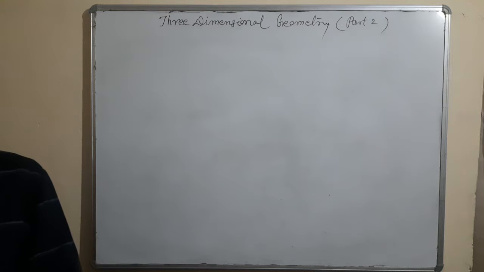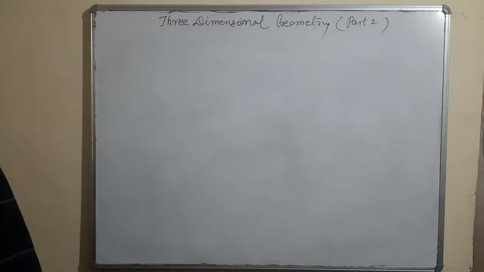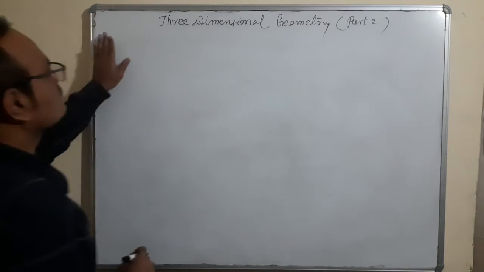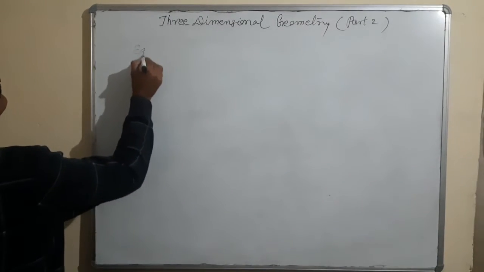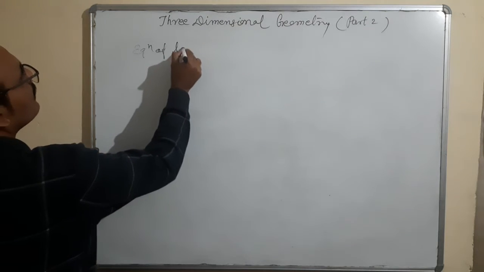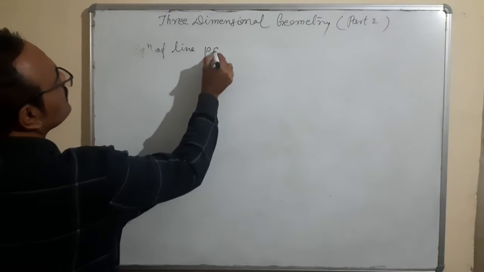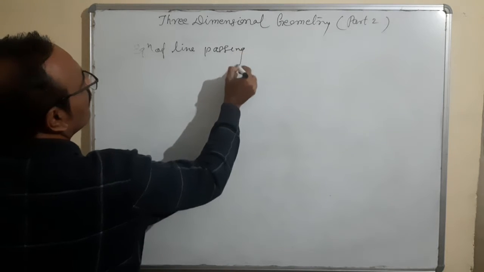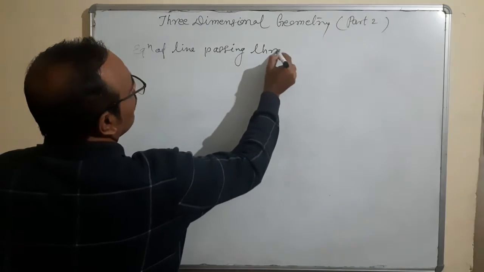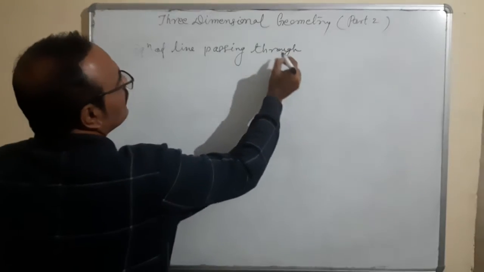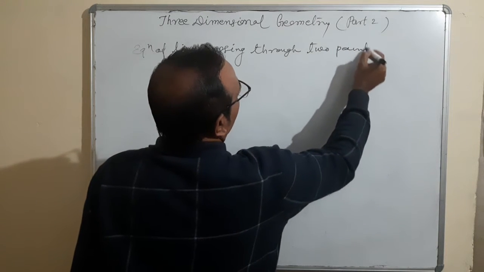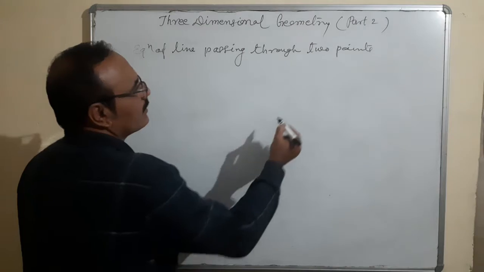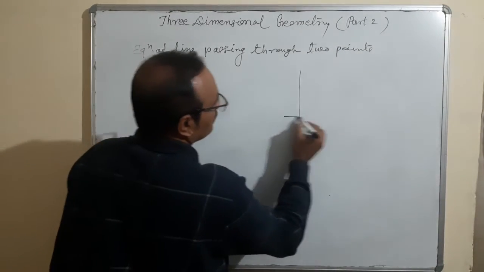Equation of the line passing through 2 points. Okay. Let us see.